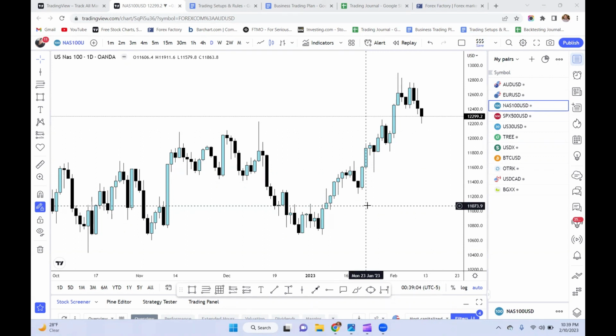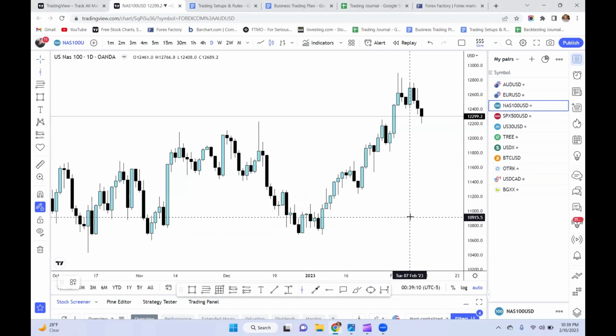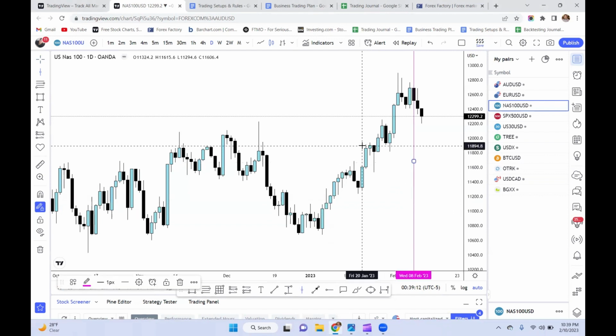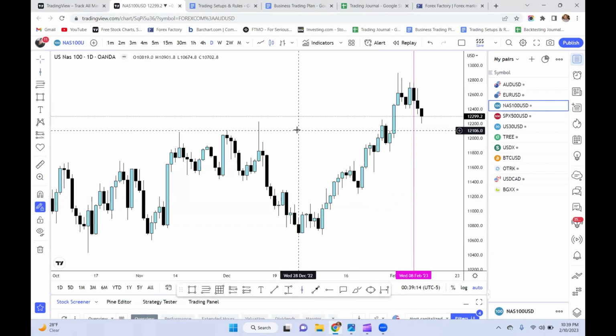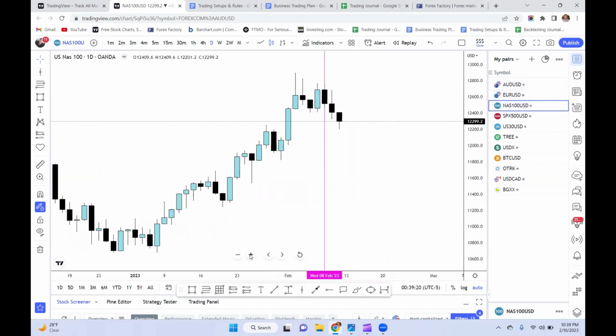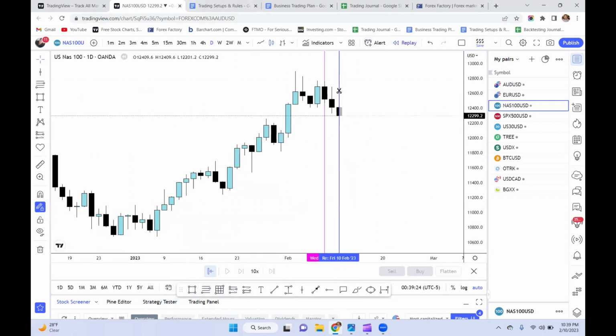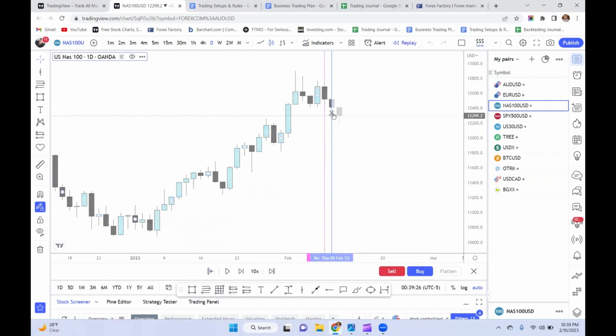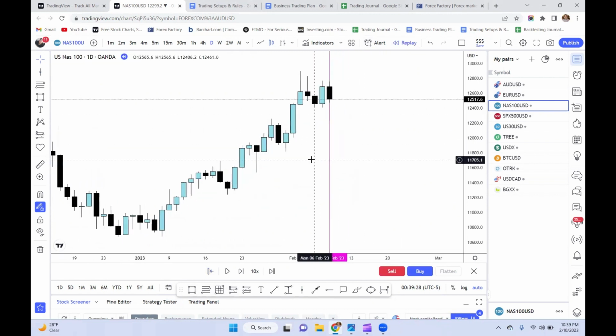Now I want to go over, I want to self-talk and backtest for the 8th of February, which was Wednesday. I want to go over what happened here. Firstly, on NAS, and we'll go Euro and AUD. So on NAS, if I go back two days, and this is Wednesday.